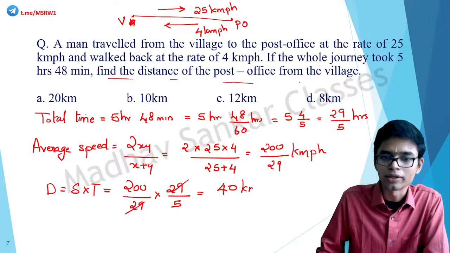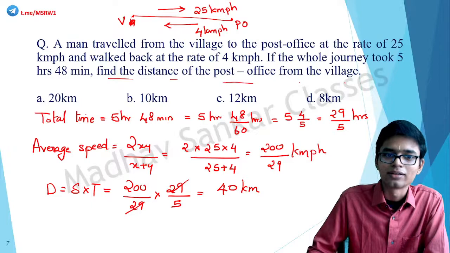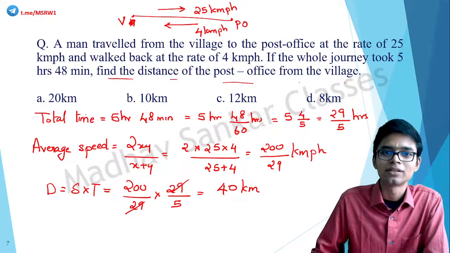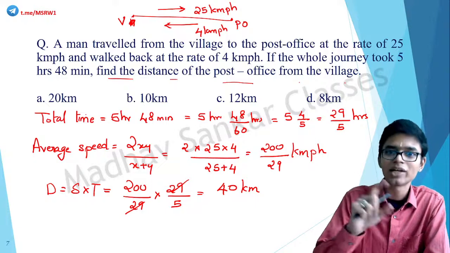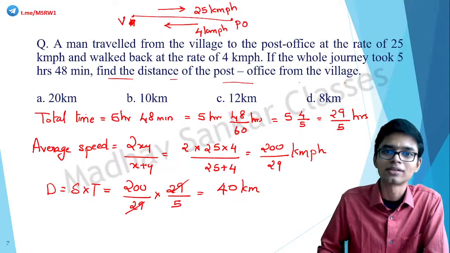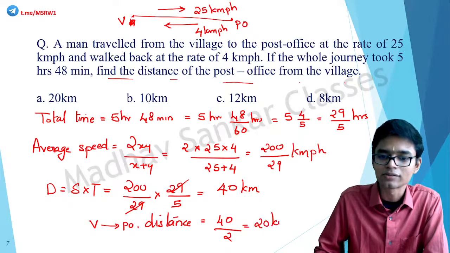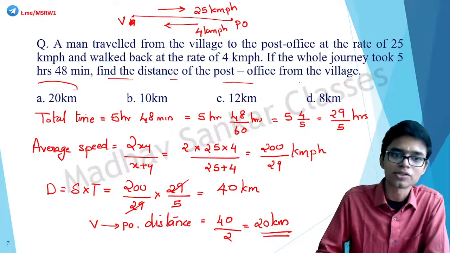Correct? 40 kilometers. But this is the total distance to and fro together. So what is the distance from village to post office? Half of this. Okay. So village to post office distance is equal to 40 divided by 2. That is 20 kilometers. So our answer is option A.